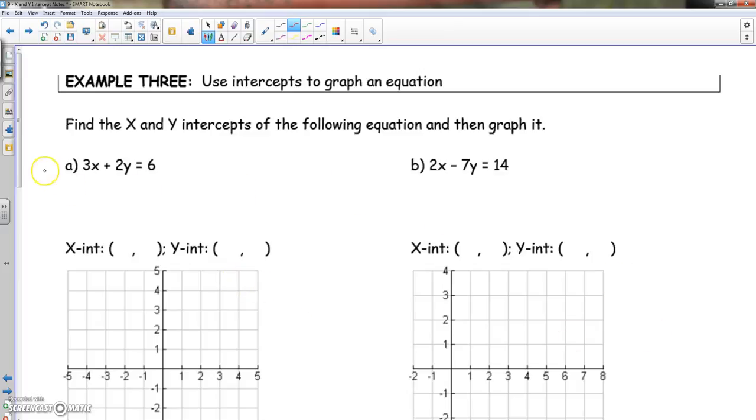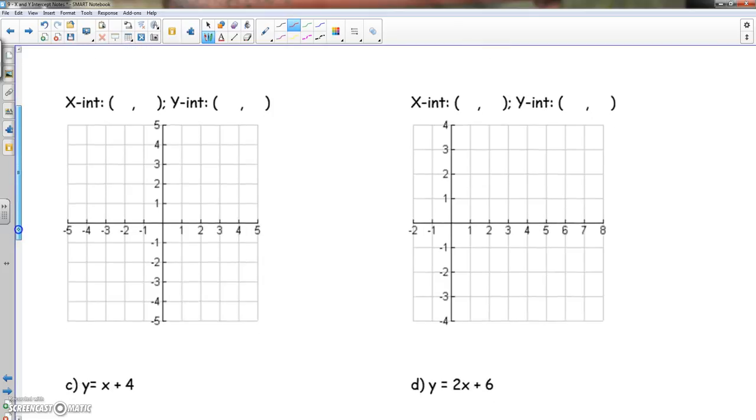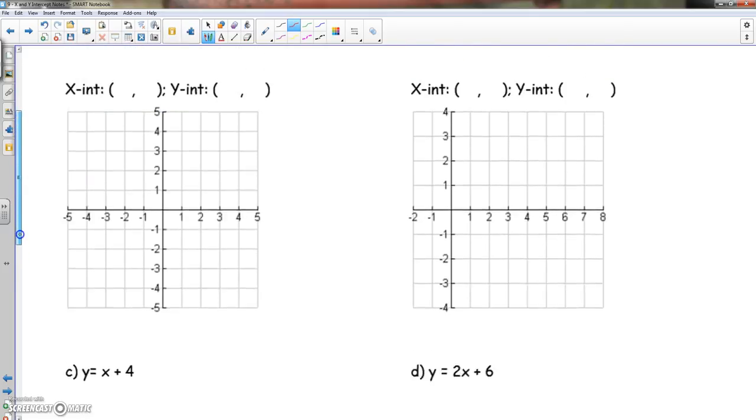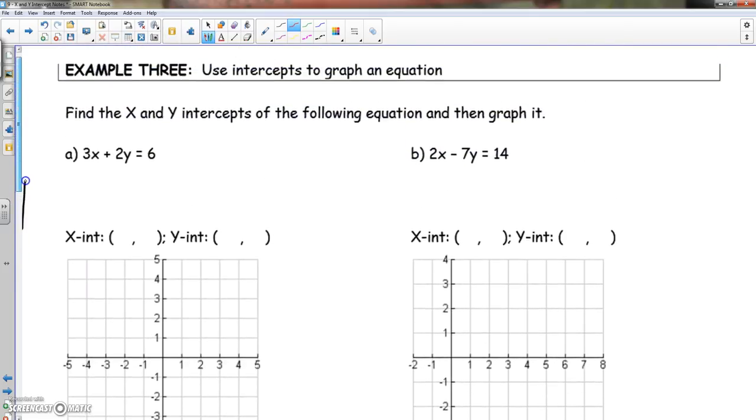I want you to find the x and y intercept for this equation, and then we're going to graph it. Okay, so it says find the x and y intercepts for the following equations and then graph it. So to do that, I need to do it algebraically. I don't have a graph to look at, so remember, plug in 0 for y to solve for x, plug in 0 for x to solve for y.